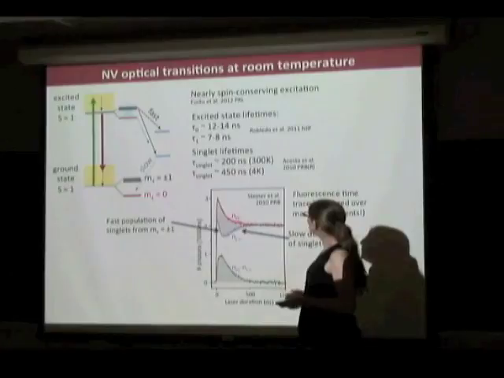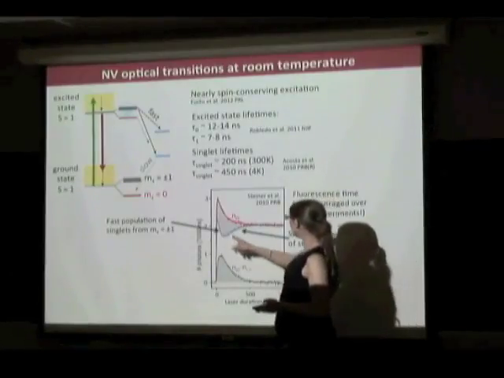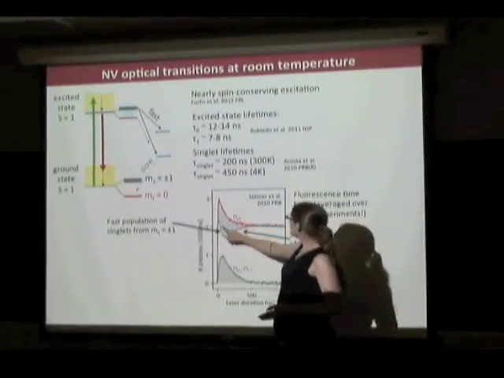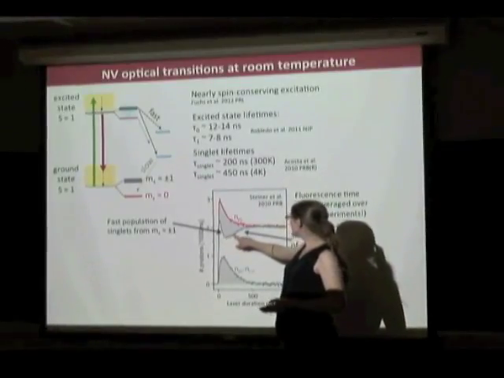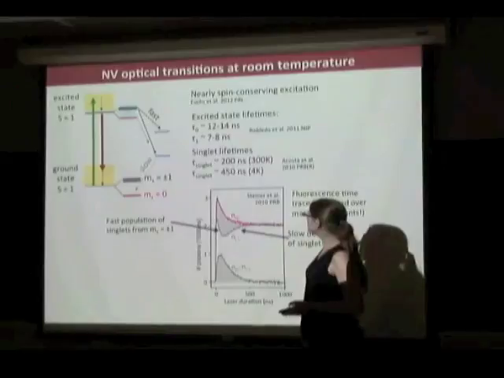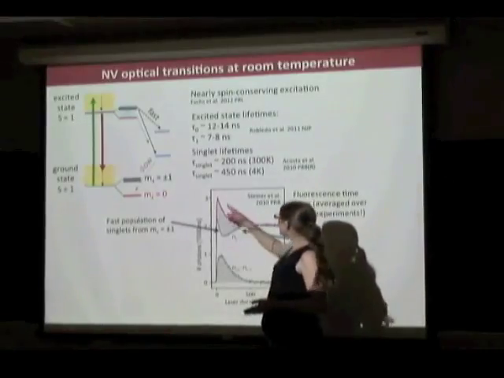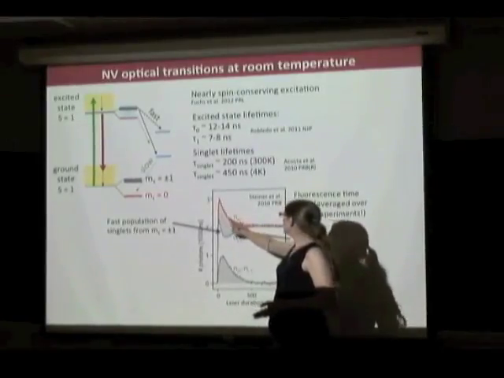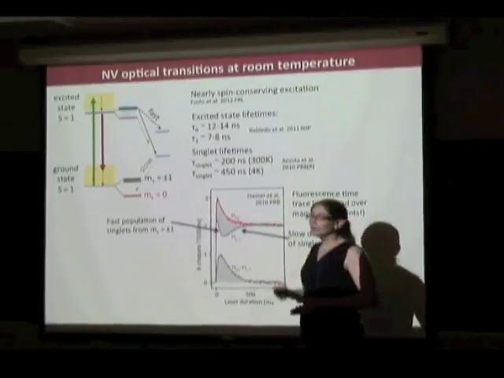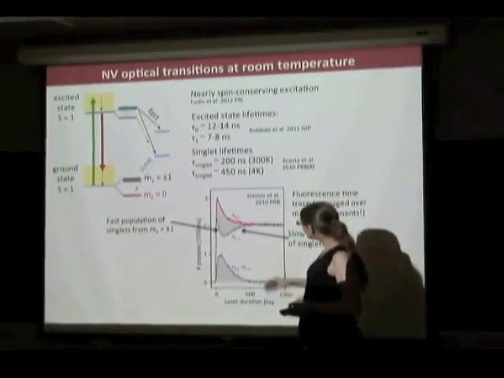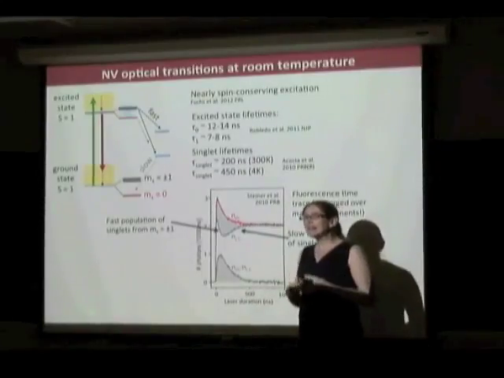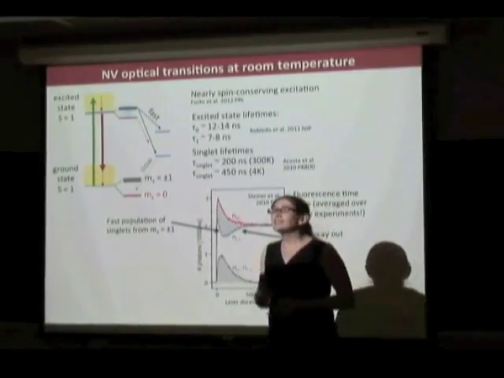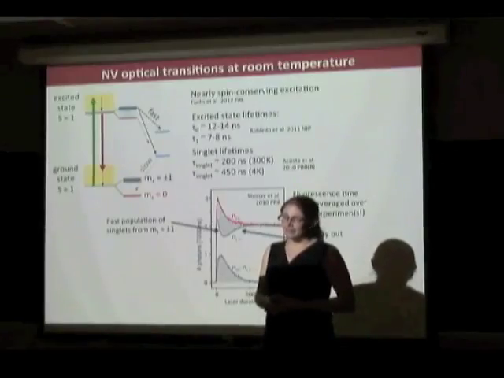In particular, if your spin started off in ms equals plus or minus 1, you'll see this gray curve where you get fast population of the metastable singlets and then slow recovery out of them. Whereas from the ms equals 0 state, you get a much slower approach to equilibrium in populating the singlets. And so there's a transient fluorescence signal that lasts a few hundred nanoseconds that can be used to gain some information about the spin state.